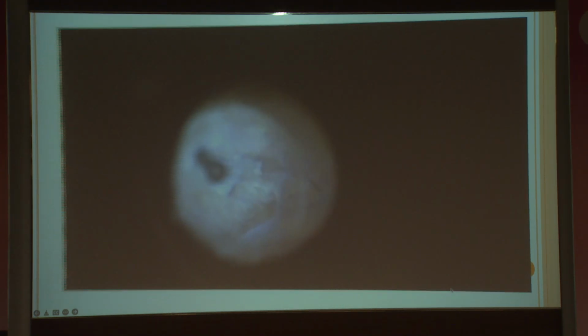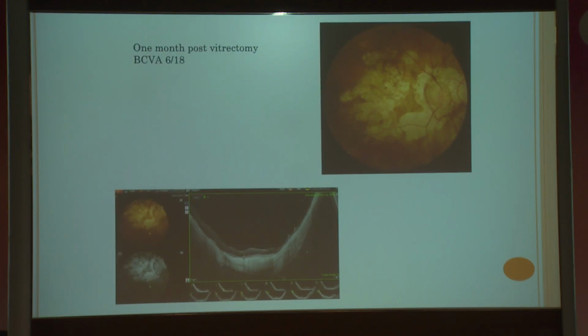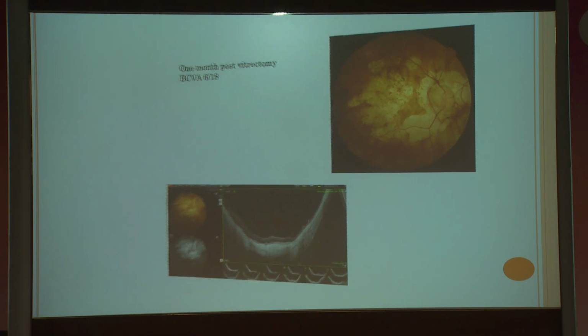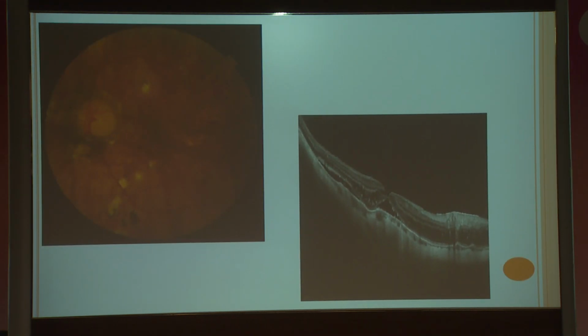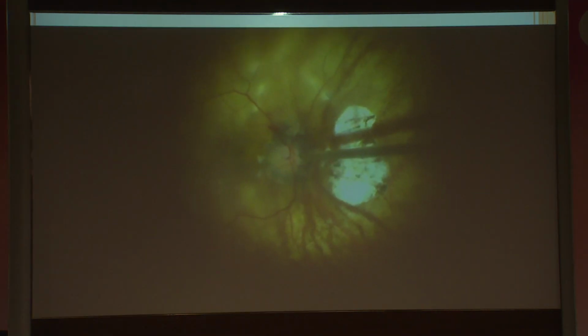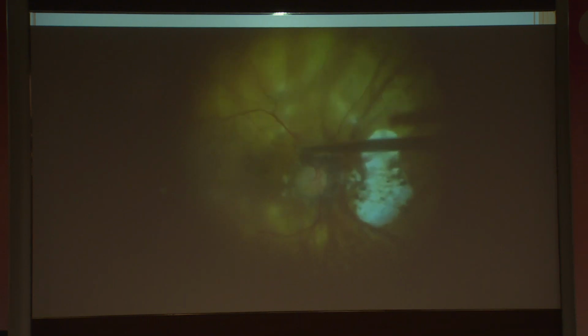So having done this, this is the post-op OCT, and the patient improved to 618. So this is the post-op OCT of the patient. There is another patient who came with a macular hole detachment. So in this, however, after the vitrectomy, we do peel the ILM.